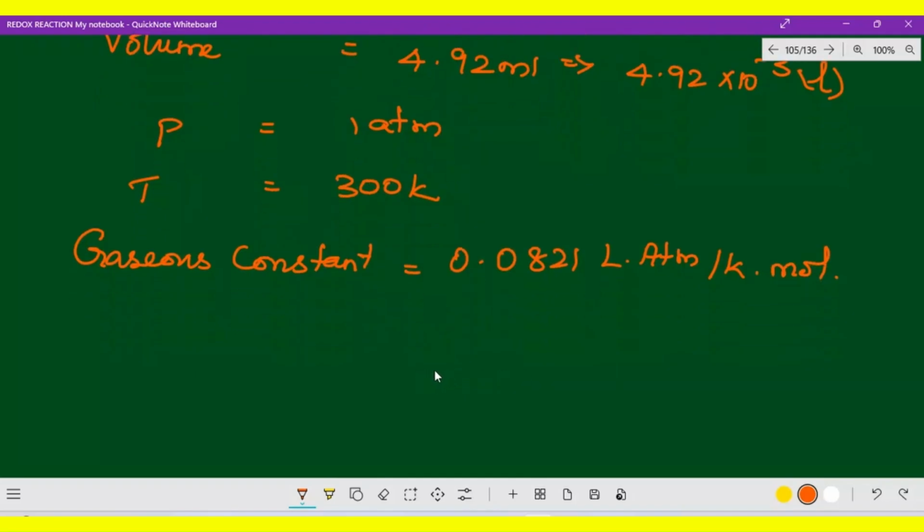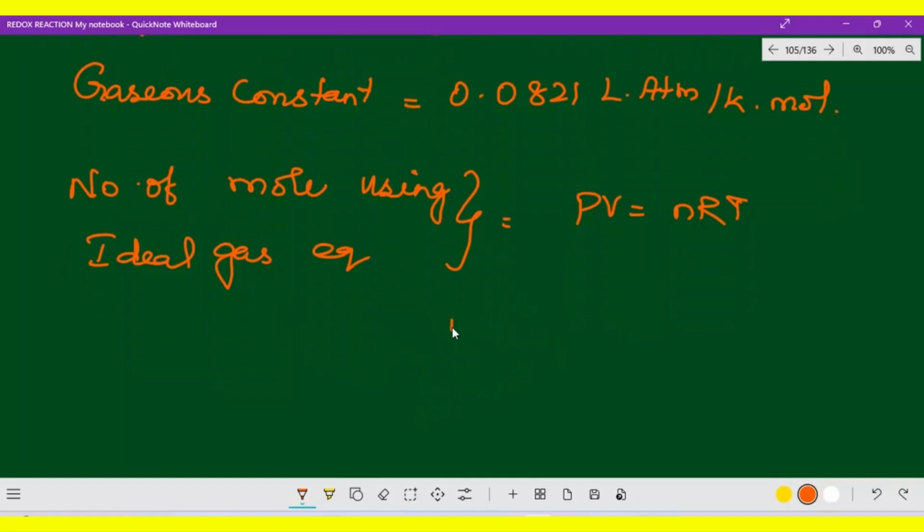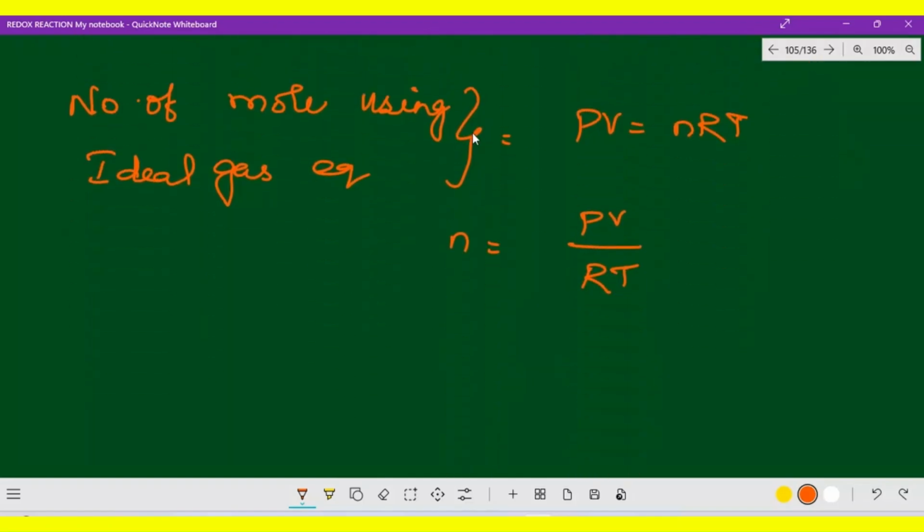Now we have to identify the number of moles. For that we have to use the ideal gas equation. What is that ideal gas equation? PV equals nRT. So the number of moles is n, so n equals PV by RT. All the data we have provided here. Come on, let us apply the values.